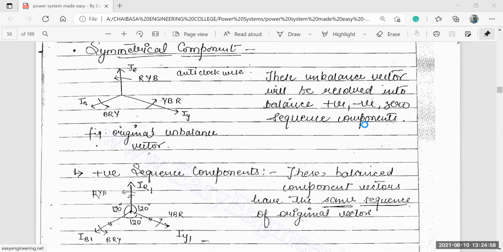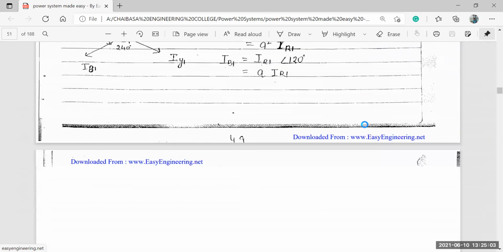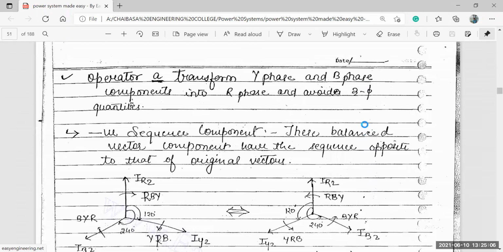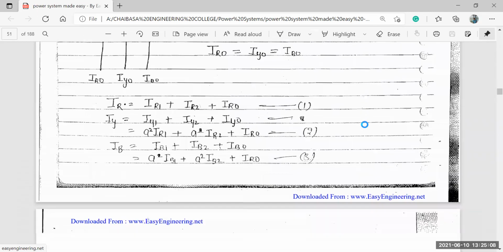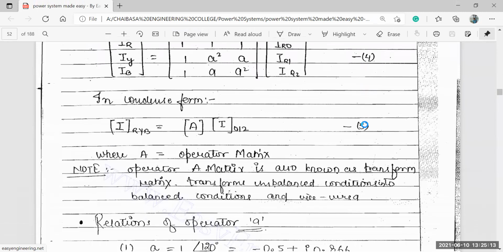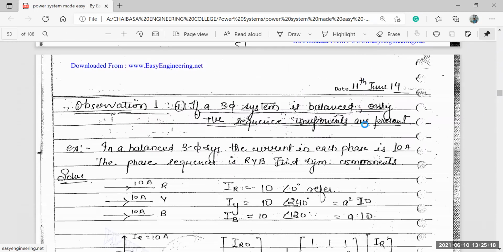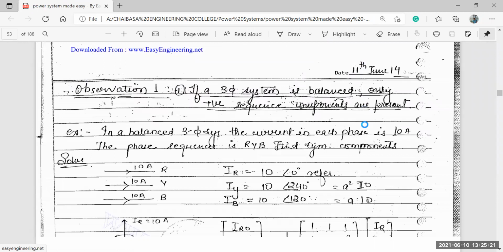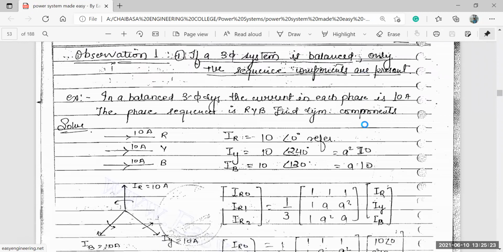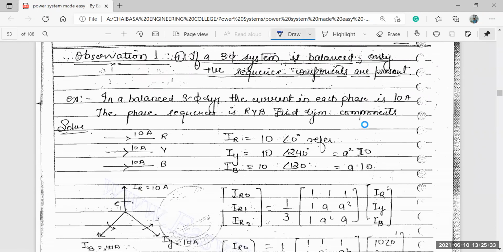Okay, we'll start. We have seen the symmetrical components, the operator A, and the transformation from the other segments. We have seen IR, IY, IB, how they could be defined and how they could be converted. A few observations I would like to tell you about, which we observe while studying this. Few observations are written over here.